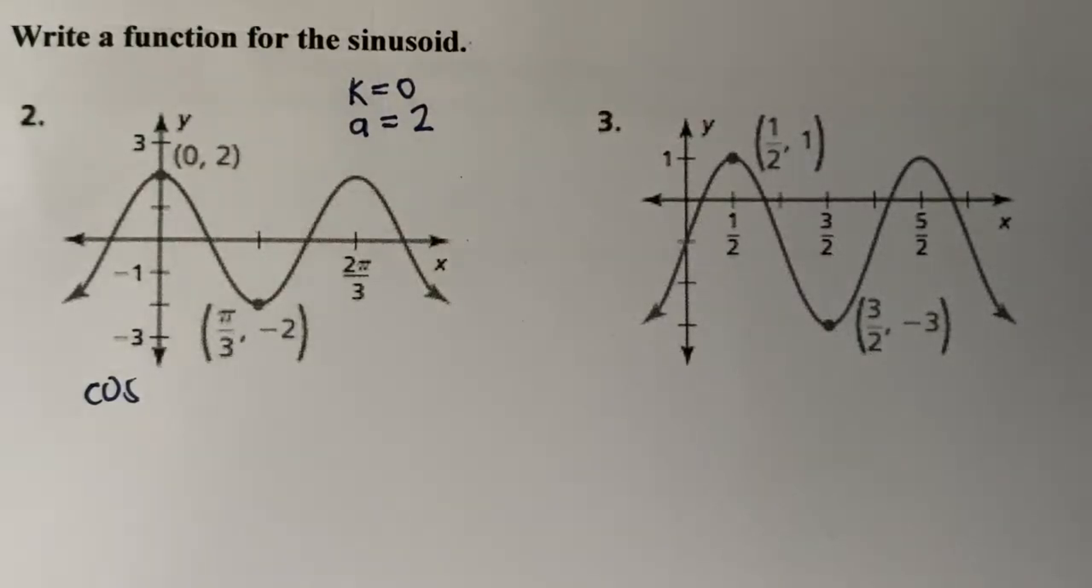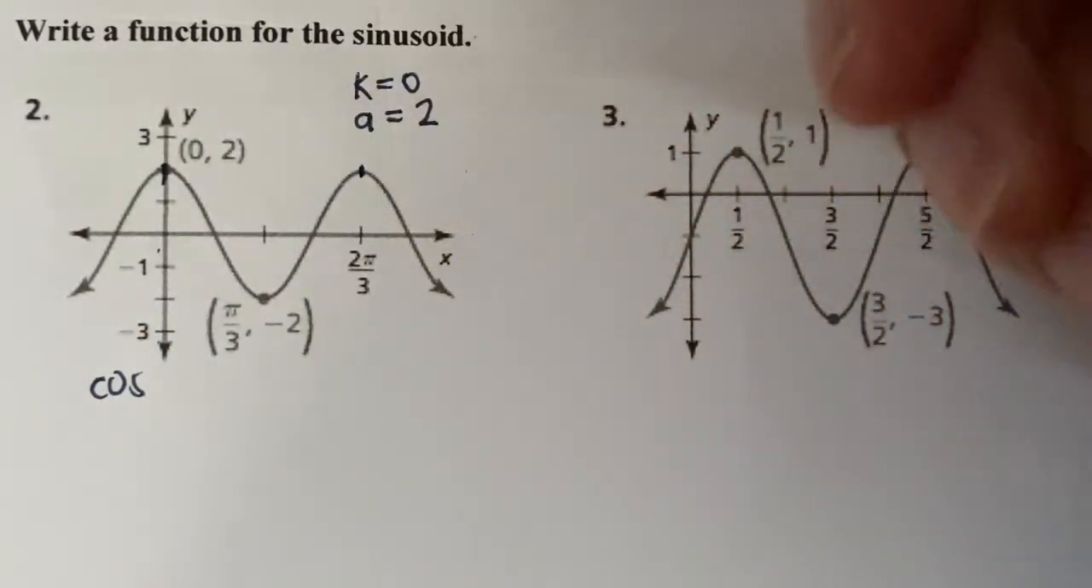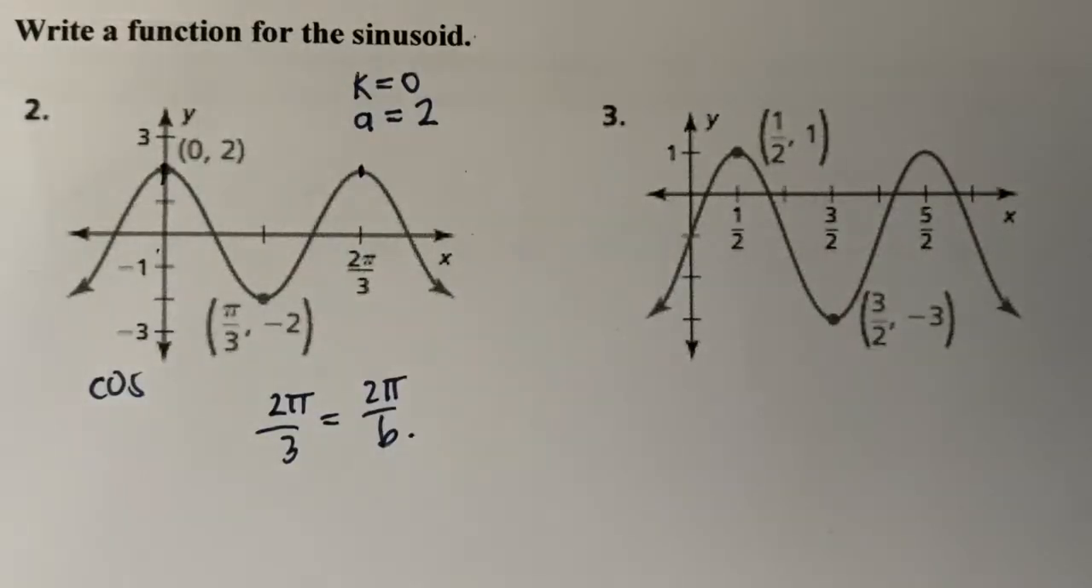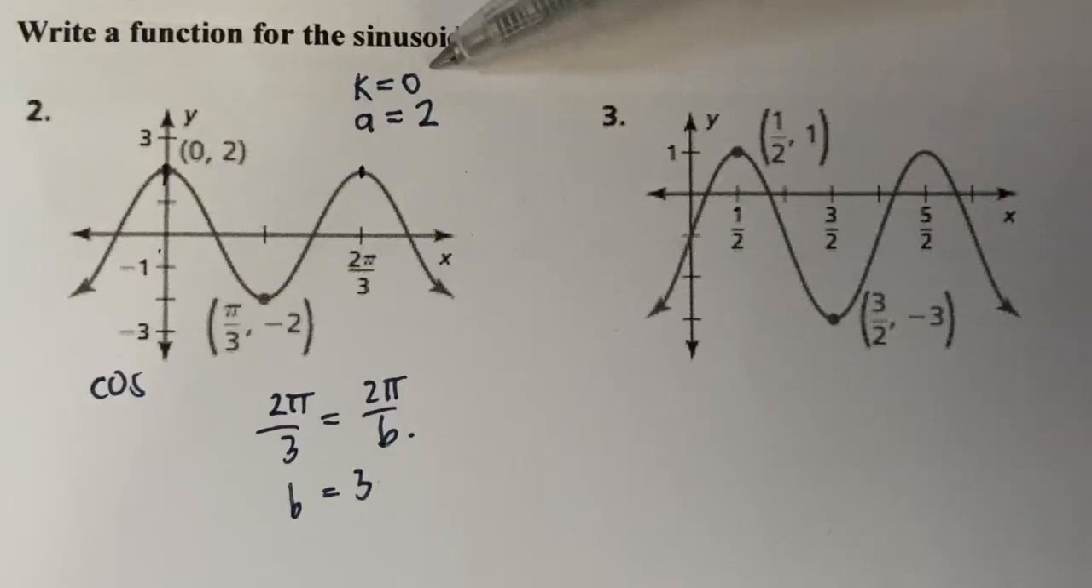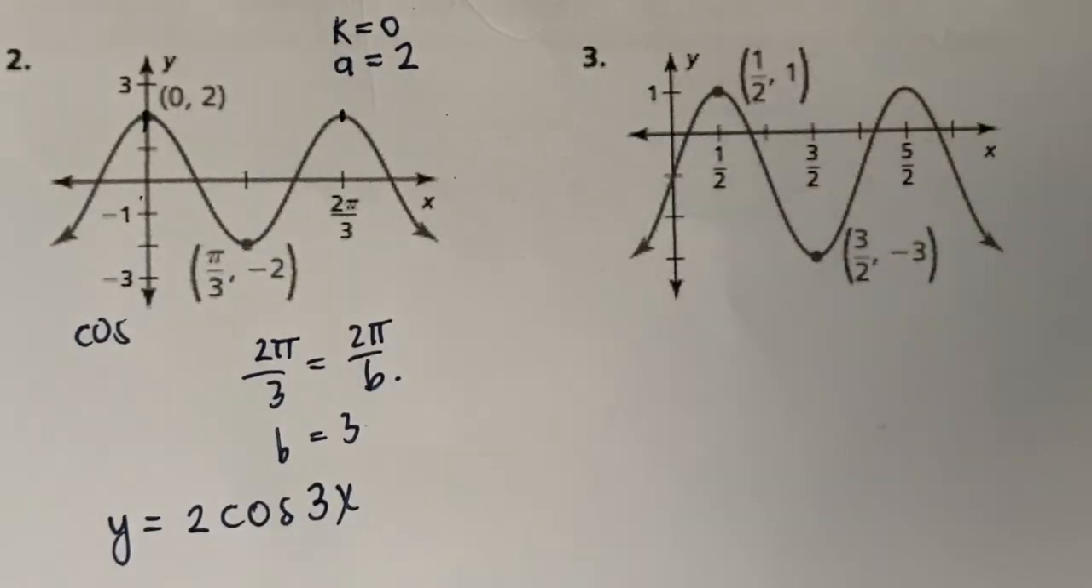And then we just want to find our b term. This function completes a cycle in a length of 2 pi over 3. So we're going to set 2 pi over 3 equal to 2 pi over b. This tells us that our b value is going to be equal to 3. Now that we have our b value, our k value, and our a value, we can write our function. Y is going to be equal to 2 cosine of 3x.